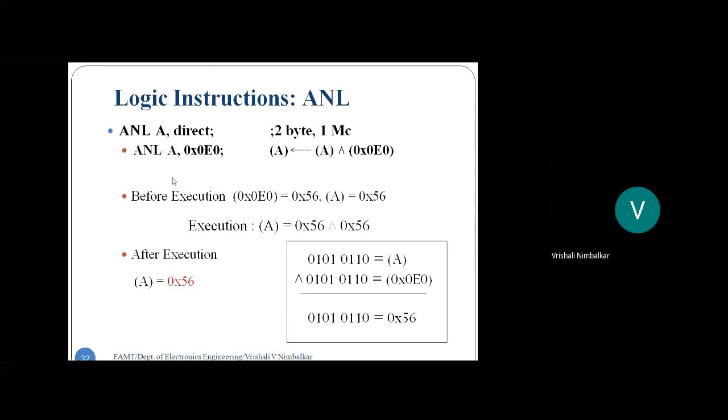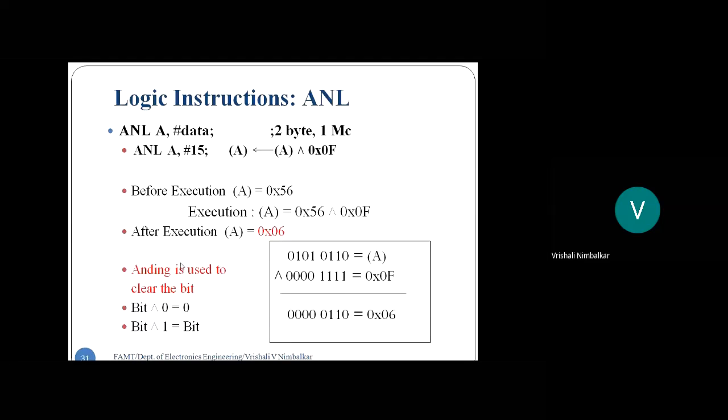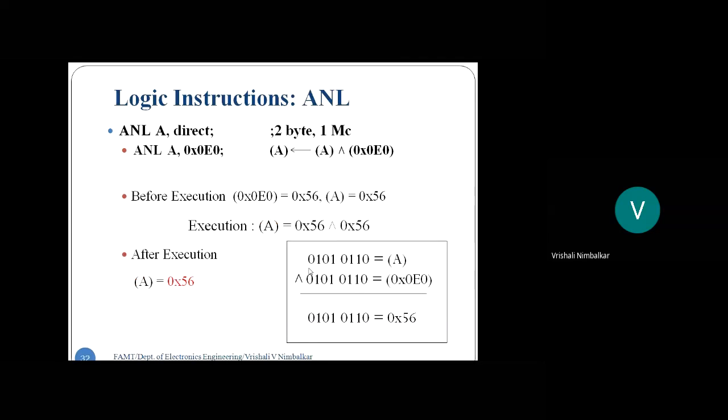ANDing data with itself will create a delay. So this instruction can be used to create a delay. Hope you are getting me. So earlier, remember, ANDing is used to clear the bit, and when you AND the number with itself, nothing happens. Use it as a delay instruction.